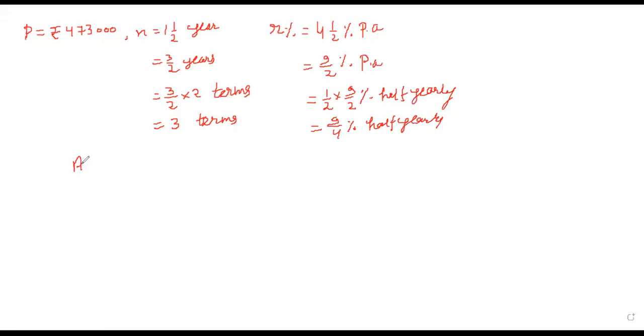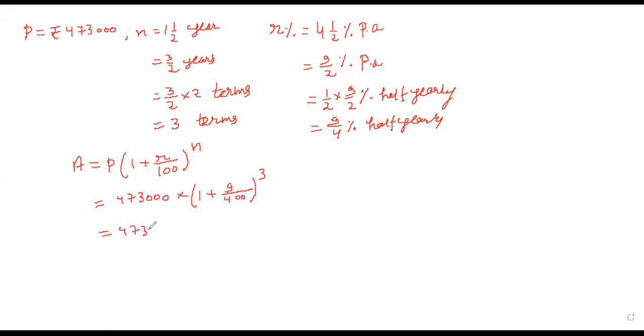Now we use the formula for amount. Amount equals P into 1 plus R/100 whole to the power n. So 4,73,000 into 1 plus rate of interest 9/4. And when the denominator is 100, these two denominators will be multiplied. It is 9/400 whole to the power n, means whole cube.